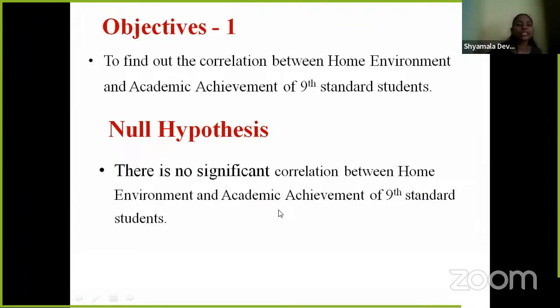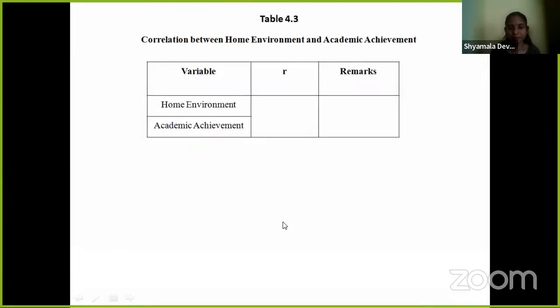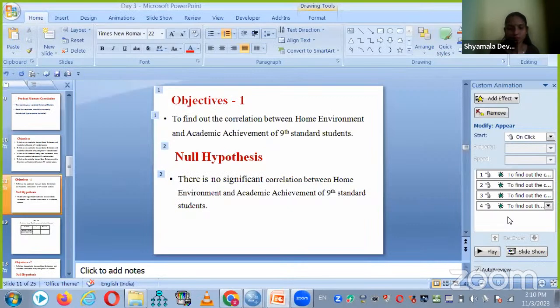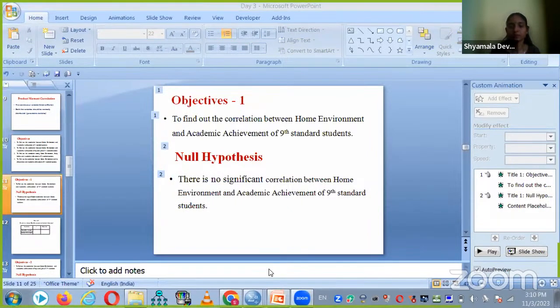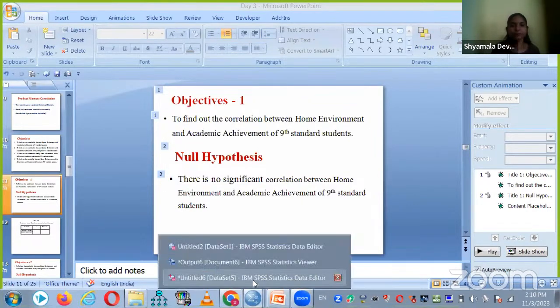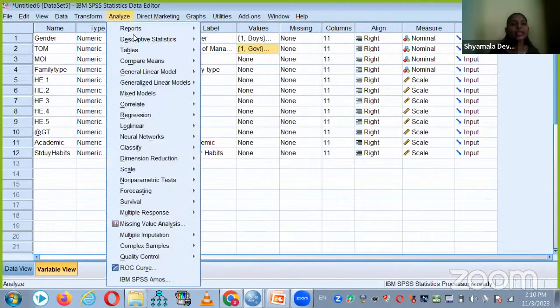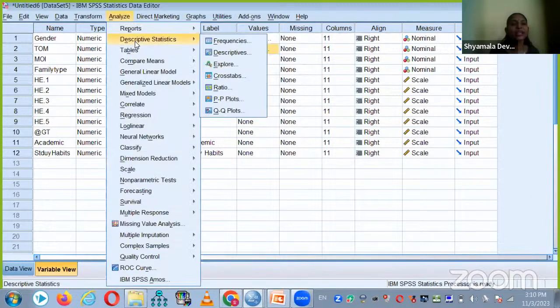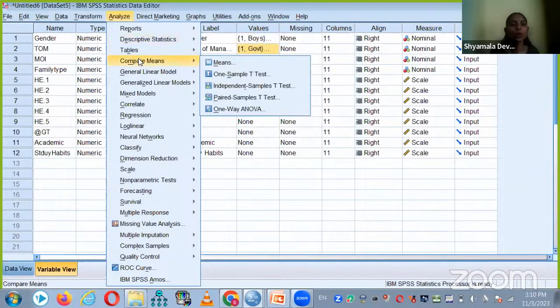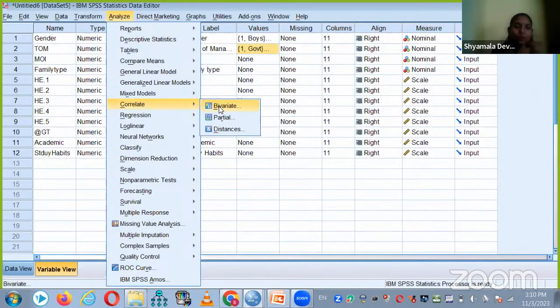That's it. Okay. So now let us check how to do the analysis for this objective and hypothesis. Let us discuss the analysis part one by one, not as a whole. Otherwise, you will get confused. So first, I'm going to do the correlation between home environment and academic achievement. Let me move to my SPSS. Already we discussed descriptive statistics and compare means is also over. And now we are going to correlation, that is Analyze, Correlate, Bivariate.